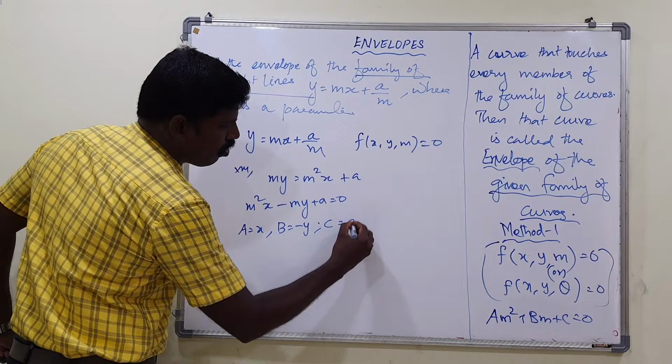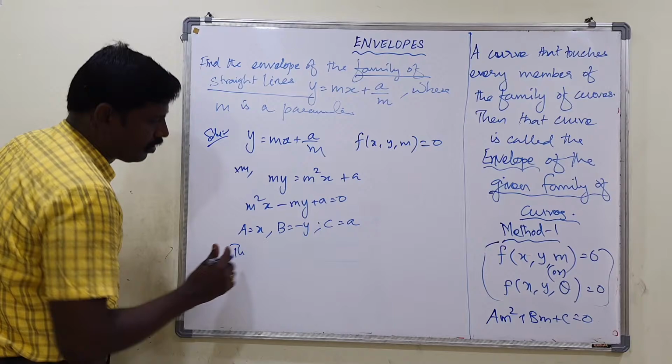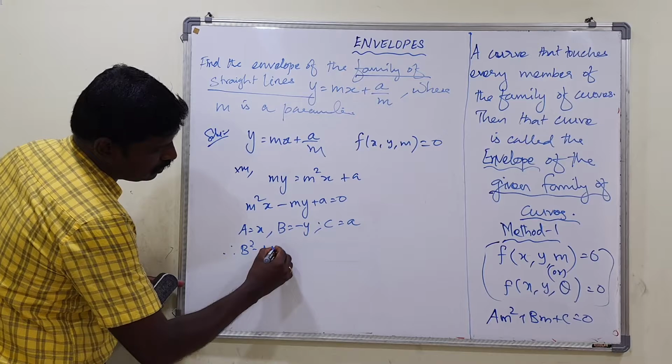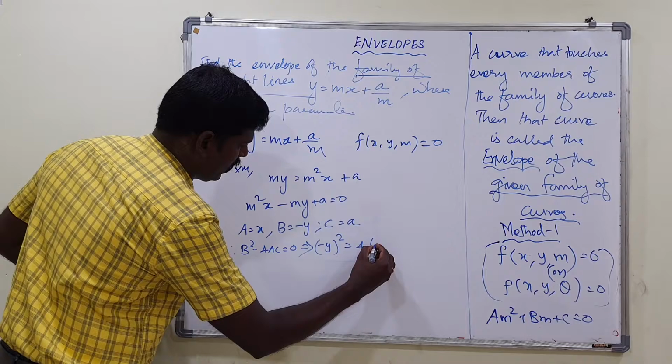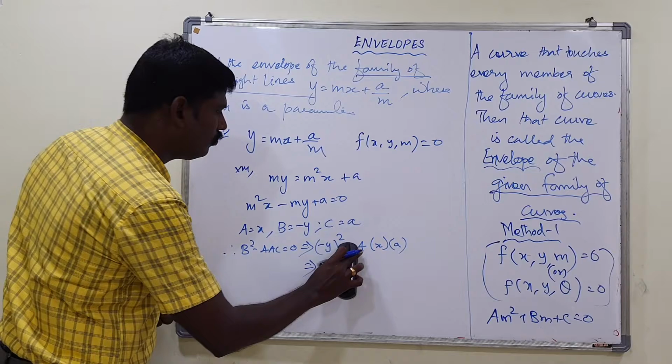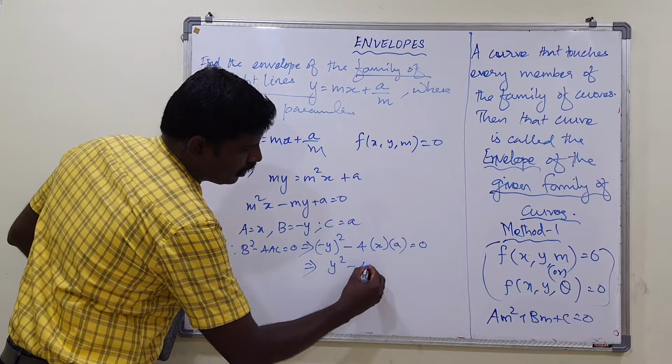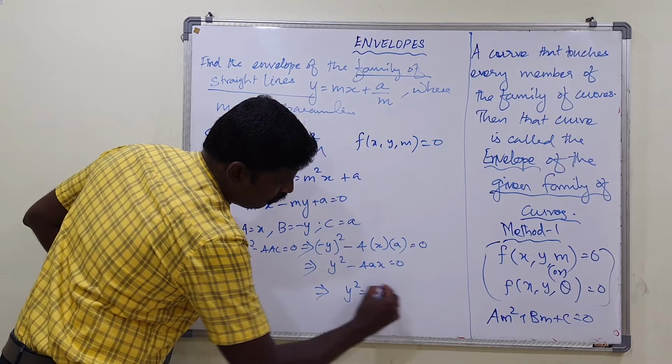So after finding a, b, c, the envelope of the given curve is b square minus 4ac equal to 0. Therefore, b square minus 4ac equal to 0 implies, what is b? b is minus y, the whole square, equal to 4 into what is a? A, x into what is c? A, isn't it? So this implies y square minus 4ax equal to 0. This implies y square is equal to 4ax.